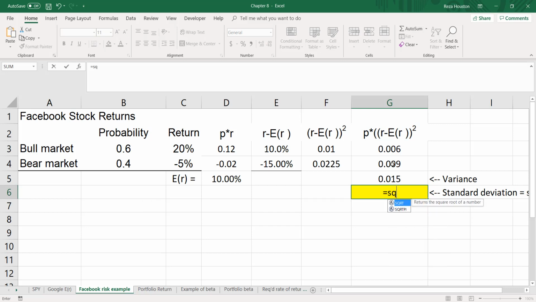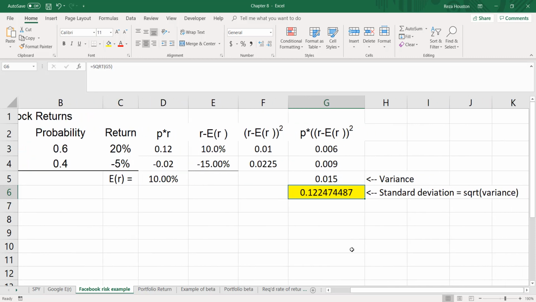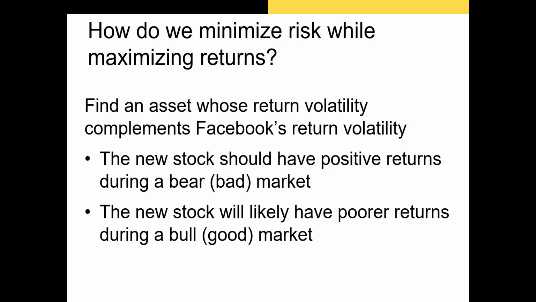So equals SQRT. And now we have our standard deviation, which is exactly what I listed on that slide a few moments ago. So this standard deviation is our primary measure of total risk of an asset. This is the measure of volatility in finance. I mean, anytime you hear the term volatility, usually this is what they're referring to, just the standard deviation of a given asset. So now we know how to measure risk.